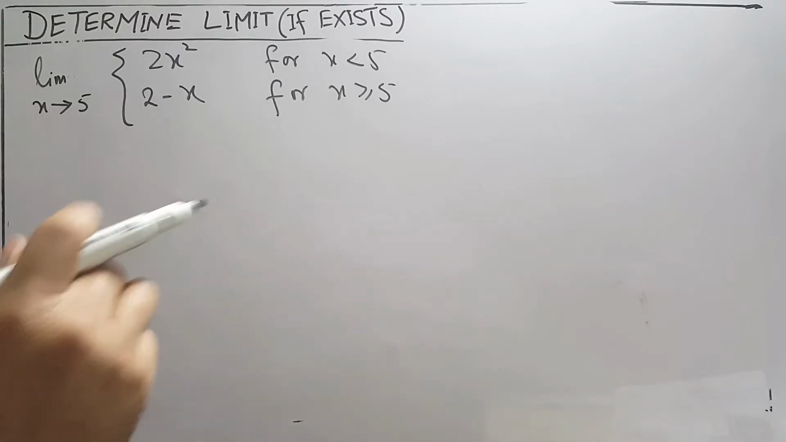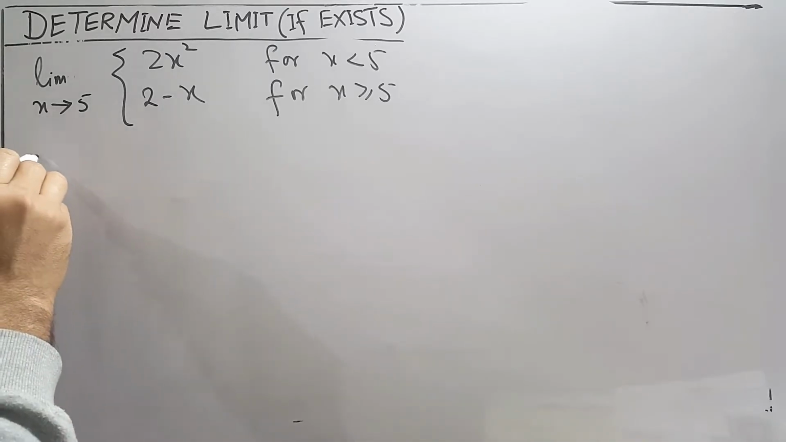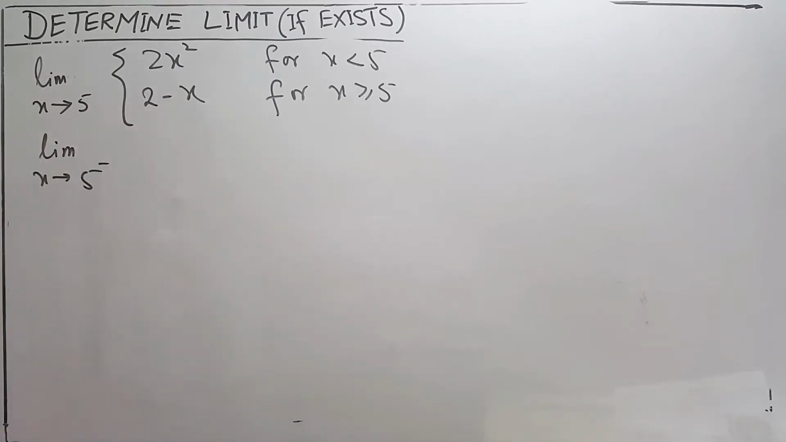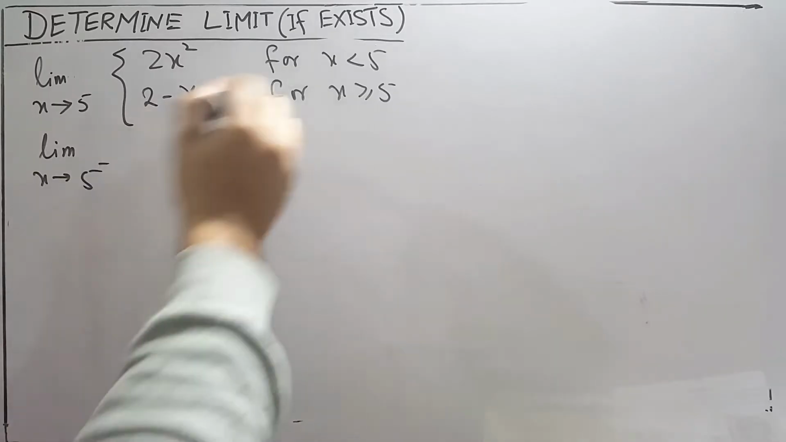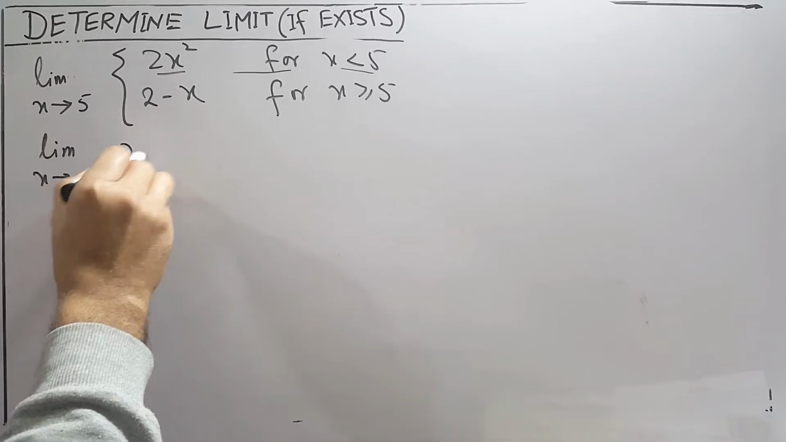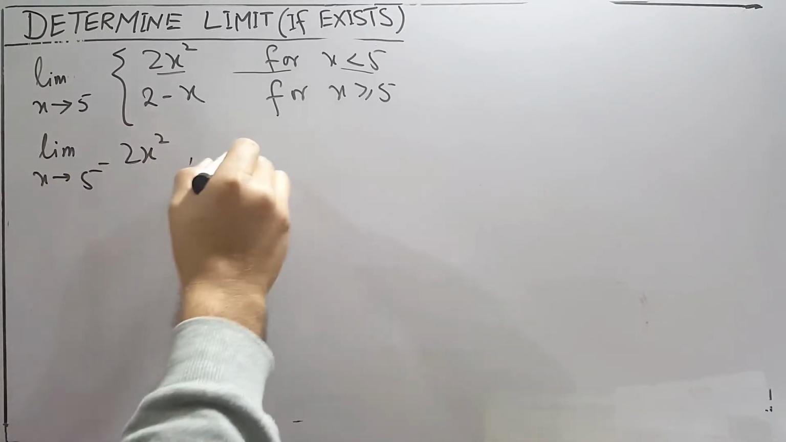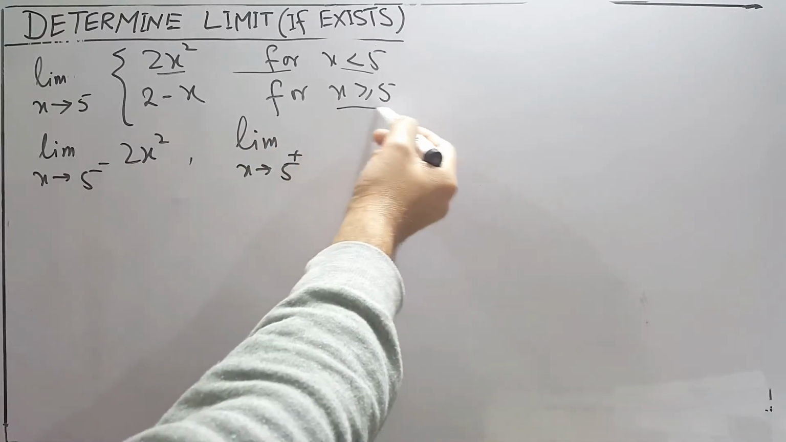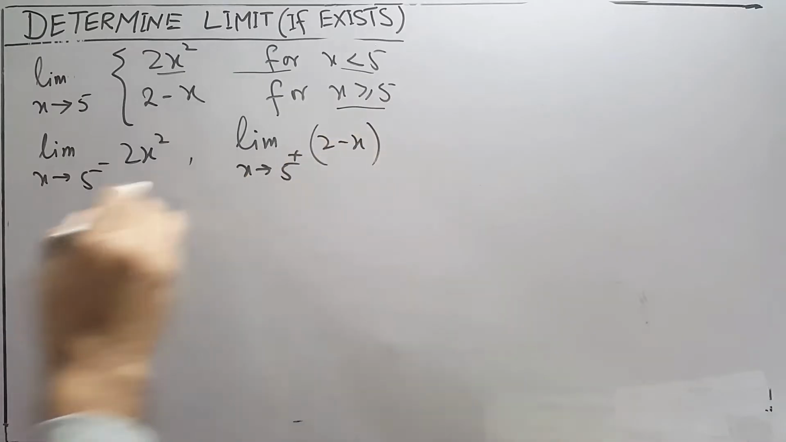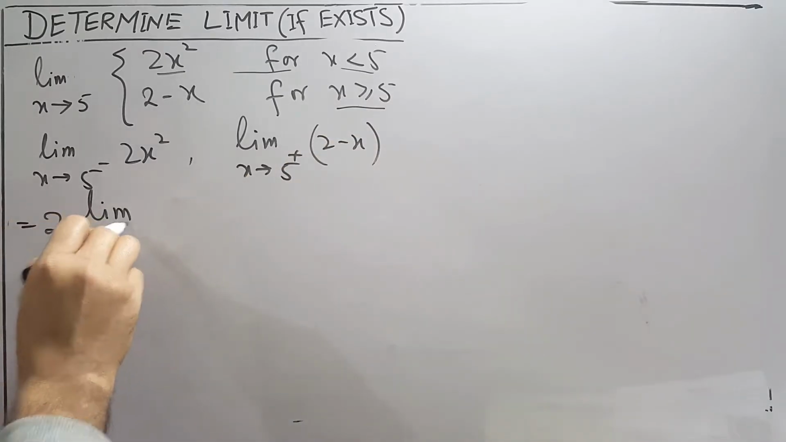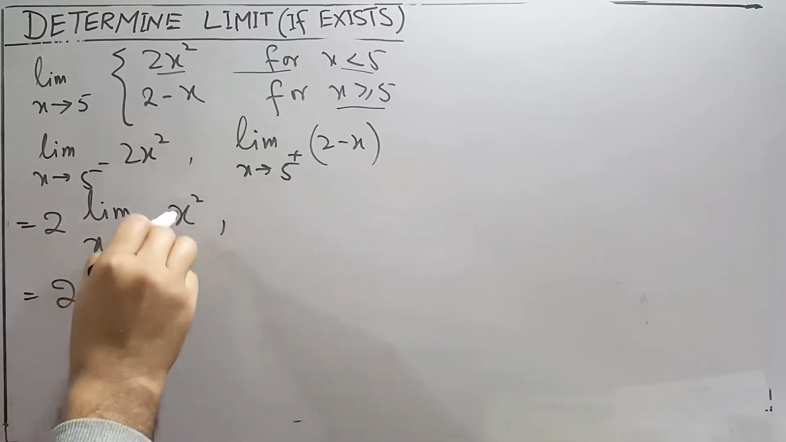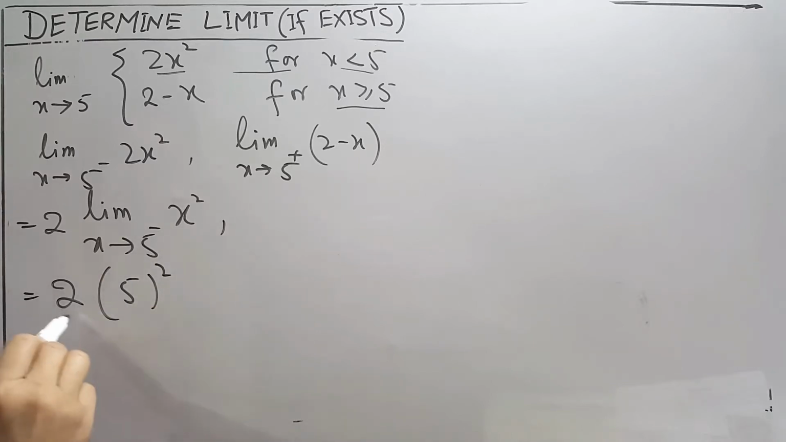Now this one is exactly the same, so you have to write down the left hand limit and the right hand limit of this function. Approaching 5 from the negative side, the function that we are using is this one, 2x squared, and then the limit as x approaches 5 from the positive side is this one, which is 2 minus x. 2 is a constant, so we take it out, and then apply the limit. So 5 squared is 25. 25 times 2 is 50.